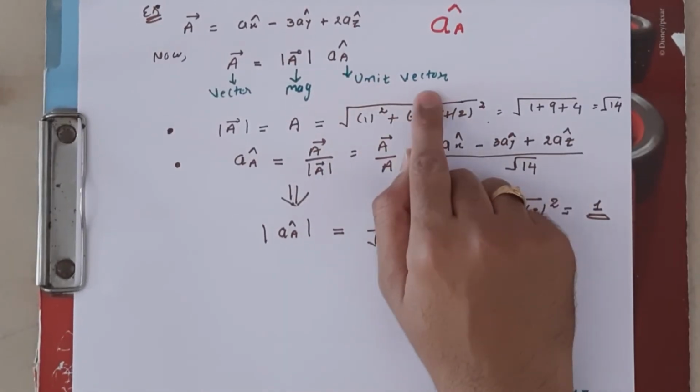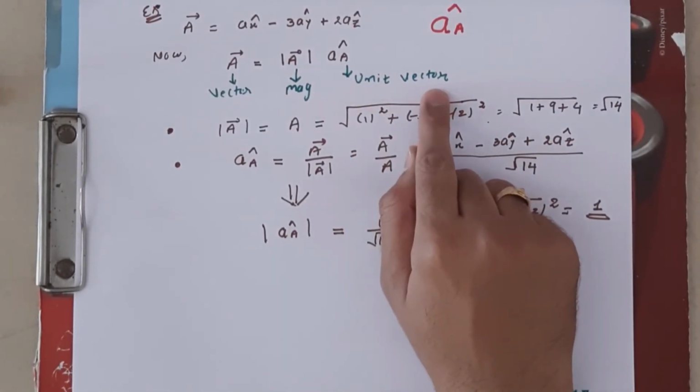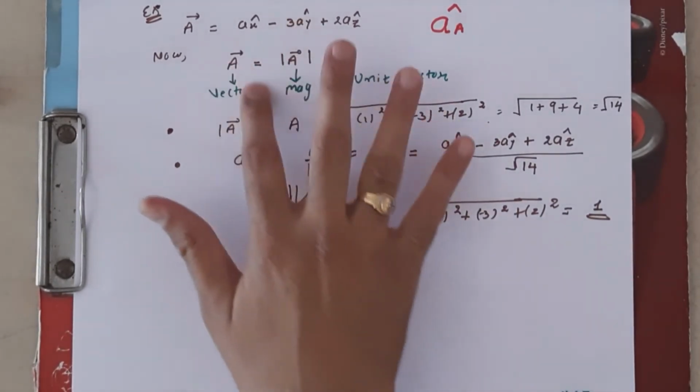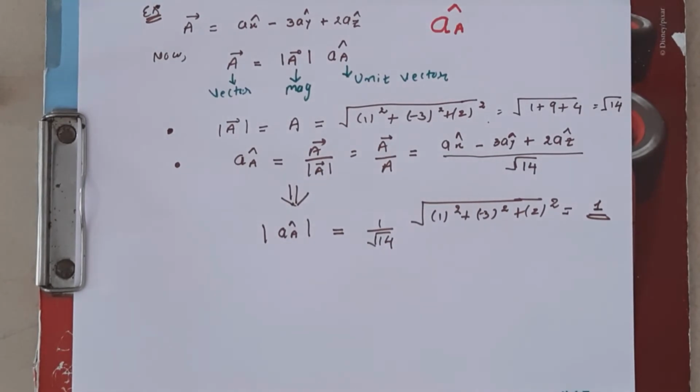So what is the purpose of a unit vector? A unit vector just gives the direction of any vector quantity. That is the purpose of any unit vector. Now we discuss the addition of two vectors. It's very easy how to add two vectors and how to subtract two vectors, so no need to discuss it.